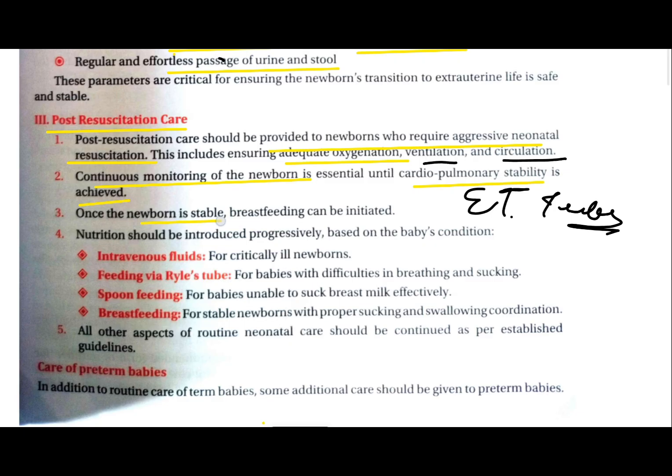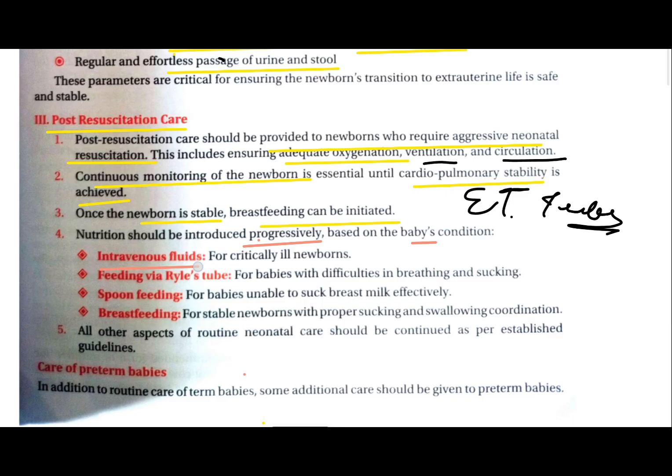Once the newborn gets stable, breastfeeding can be initiated. When the baby's physiology becomes normal, we can give breastfeeding, right? These are the things we have to remember. Nutrition should be introduced progressively, not suddenly, based on the baby's condition and how the baby behaves. Accordingly we provide the nutrition.